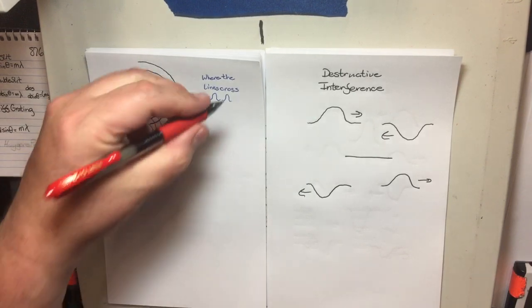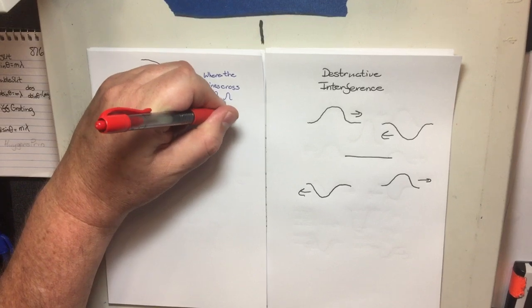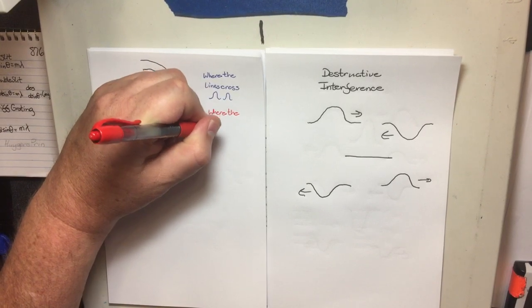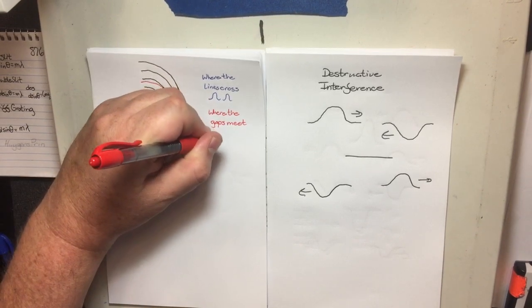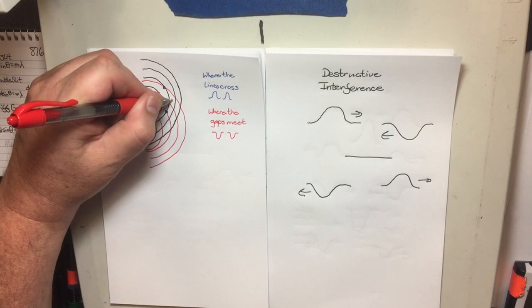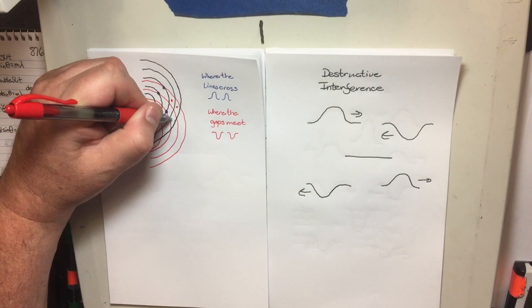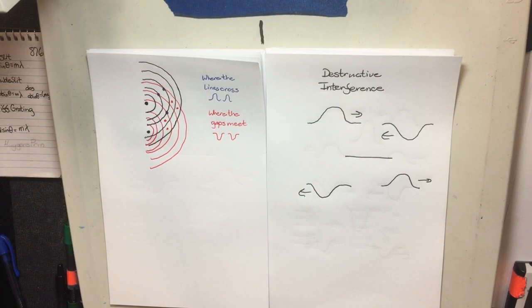Now, where the gaps meet, that's like a trough meeting a trough. So there. That's also a source of, or a point of, constructive interference. A trough meeting a trough will give you constructive interference.